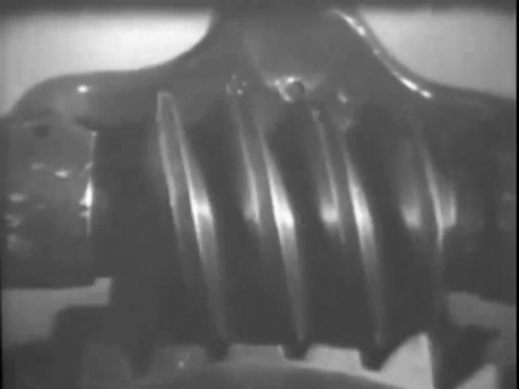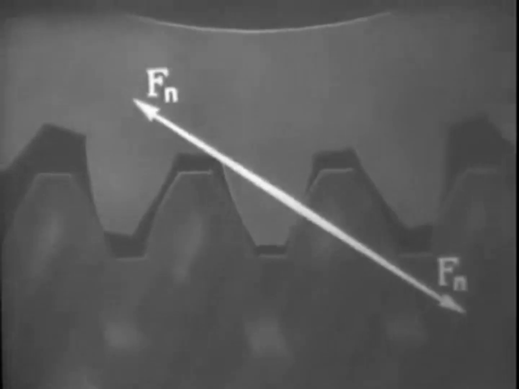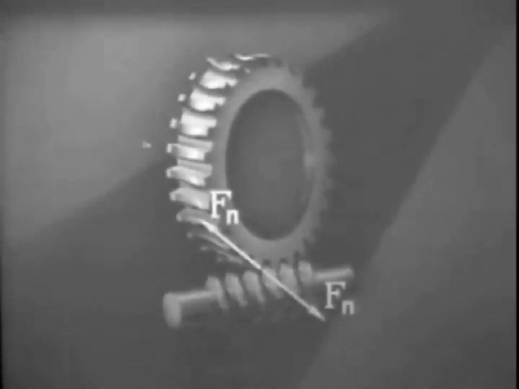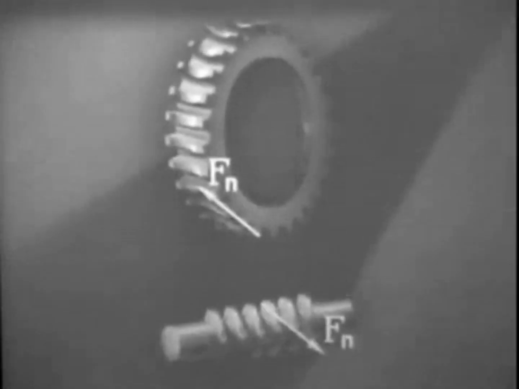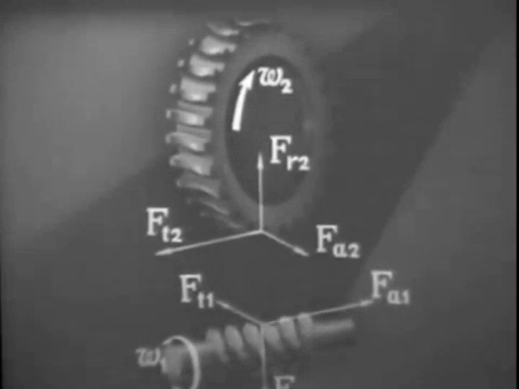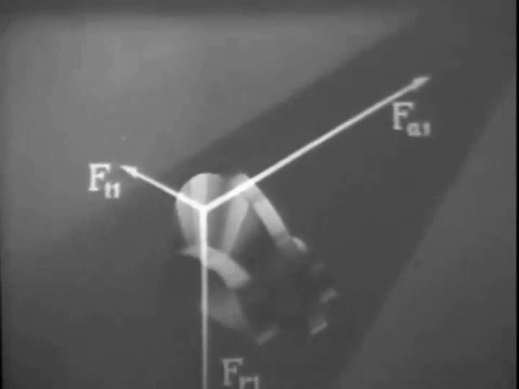The engagement of the worm wheel with the worm is perceived by only a few teeth. The resultant force of the interaction of the worm and the wheel is conventionally considered concentrated at the pole of their engagement and applied normally to the working surface of the thread. This force is resolved into three mutually perpendicular directions according to the parallelepiped rule.